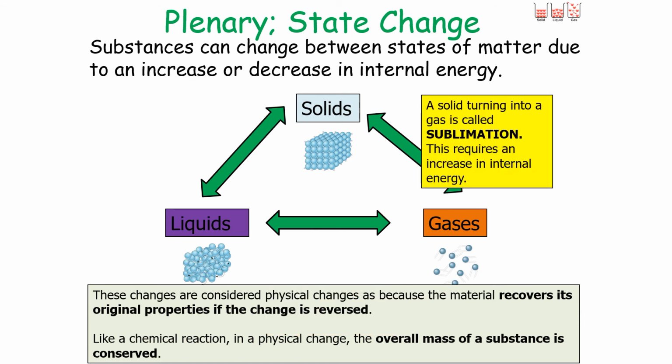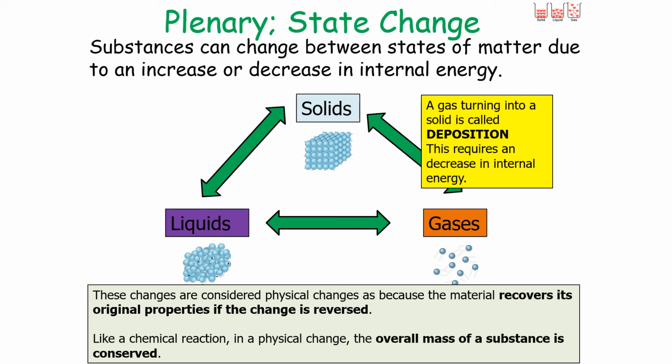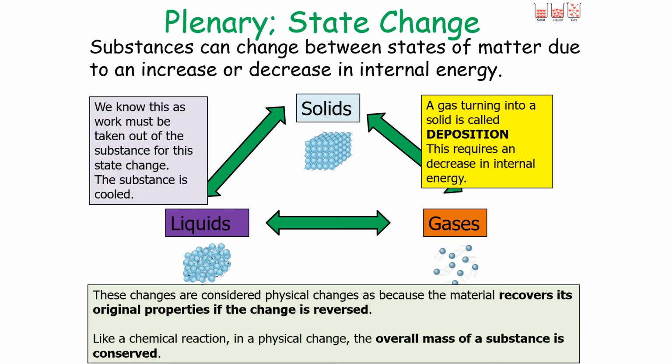Now a solid turning into a gas is called sublimation, which requires an increase in internal energy. We know this because work must be put into the substance for this state change. The substance is being heated. A gas turning into a solid is called deposition, which requires a decrease in internal energy, because the substance has work taken out of it for this state change, as it is being cooled.